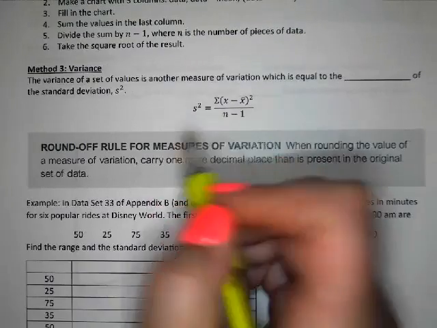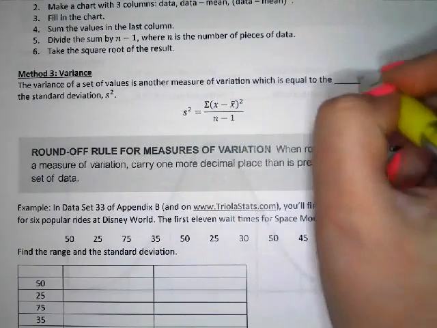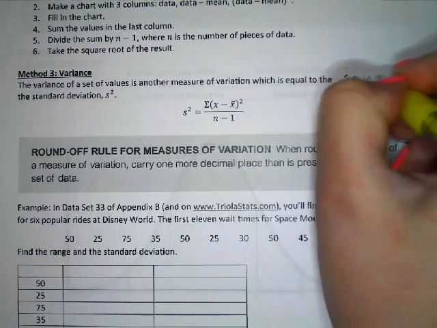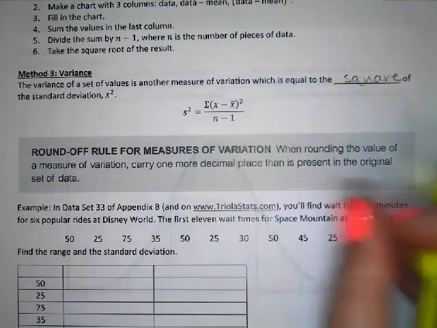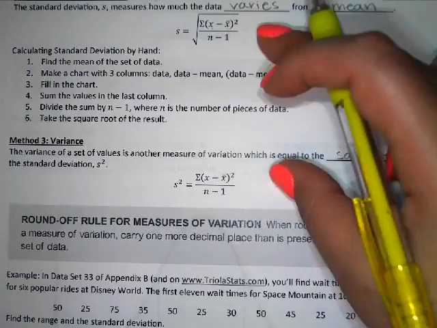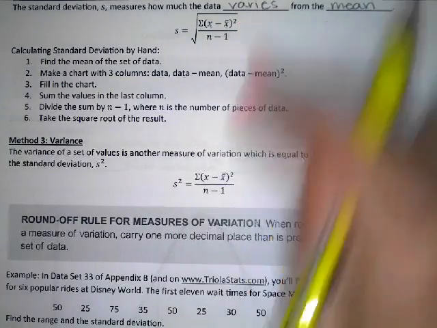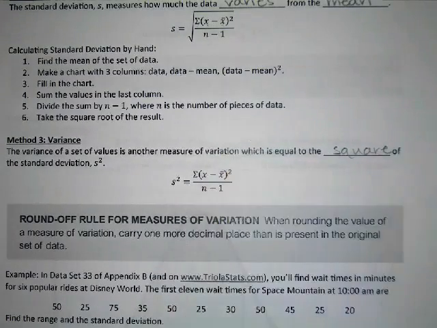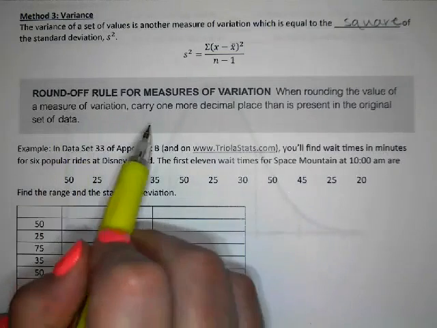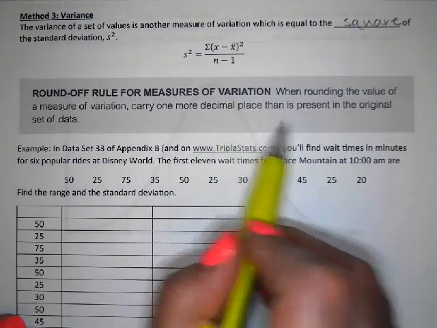The third method is variance. The variance of a set of values is another measure of variation, which is equal to the square of the standard deviation, and so you denote that using S squared. If you compare the two formulas, they're almost identical. It's just that this one is S and this one is S squared. So where this one has a square root sign over it, this one does not, because you've squared it. So you can find those pretty easily together. The round off rule for measures of variation is to carry one more decimal place than is present in the original set of data.